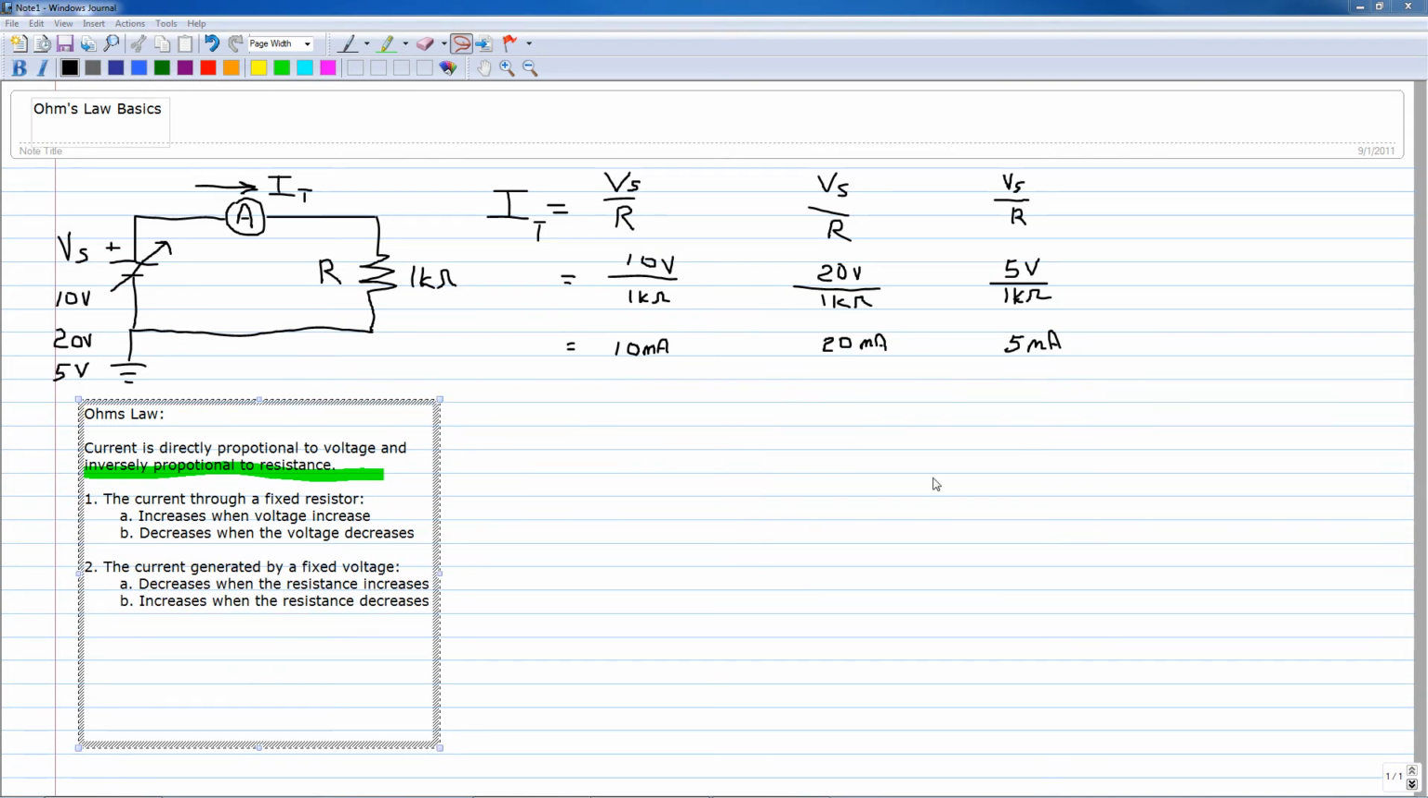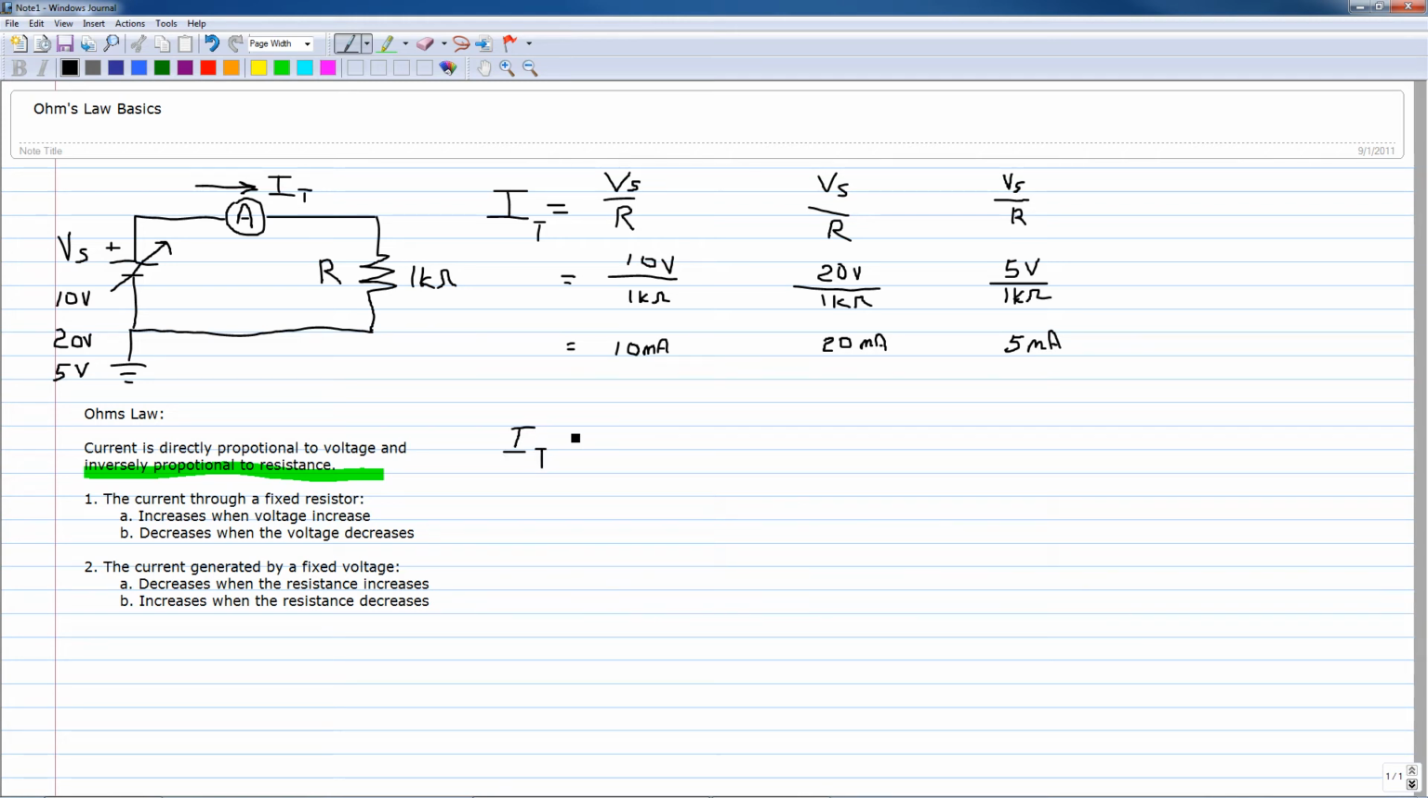Now we could ask the question: how does varying the resistance in the circuit with a fixed voltage affect the current? We can analyze it in the same manner as before, and what we'll find is that the current generated by a fixed voltage decreases when the resistance increases, and increases when the resistance decreases. So they're inversely proportional. Using Ohm's law, we'll write it again here: the total current in a circuit is equal to the source voltage divided by the resistance.